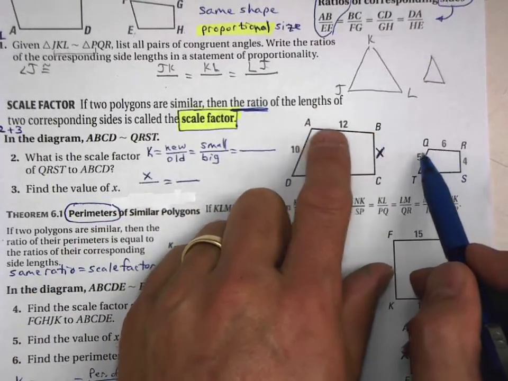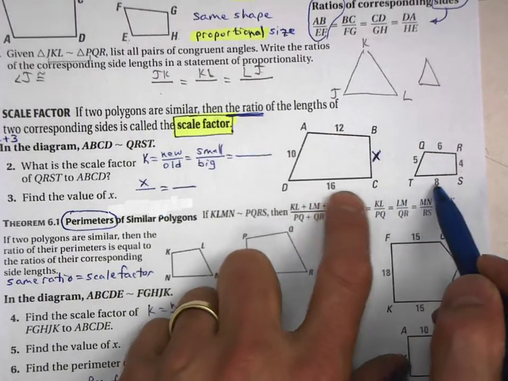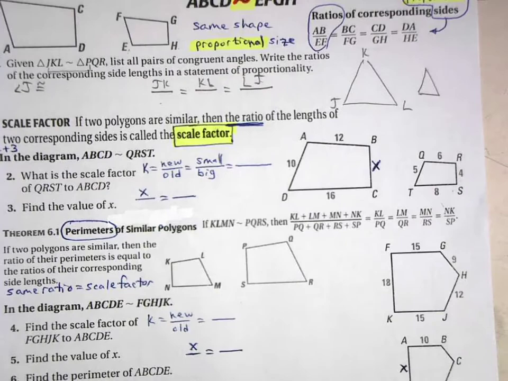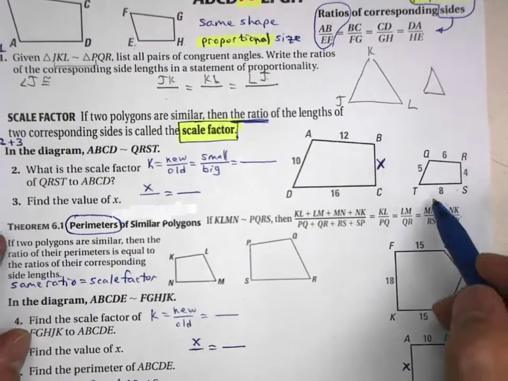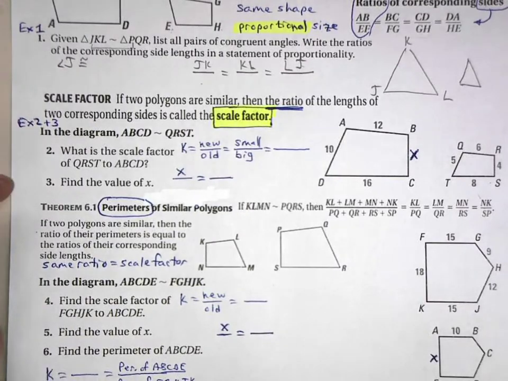Or it equals 12 over 6, or it equals 16 over 8. Either one of those ratios, or proportions really, is going to work for you. Okay, so go ahead and pause the video and do number 3.